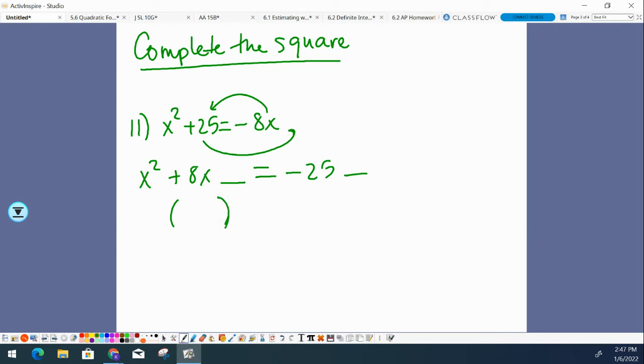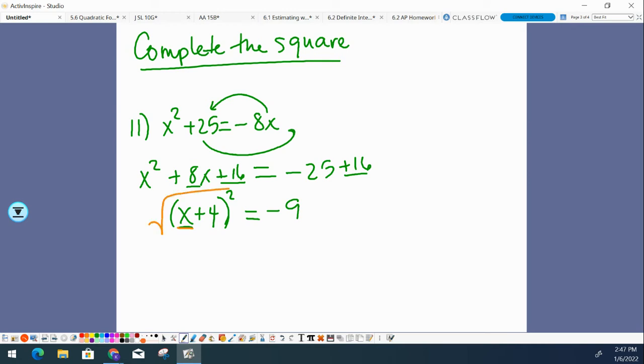I'm going to then complete the square by taking half of 8, which is 4, then 4 squared, which is 16. Then I need to add 16 to both sides. Negative 25 plus 16 is negative 9. Then I want to solve for x. The whole goal of completing the square is to get all of my x's down to a single x.